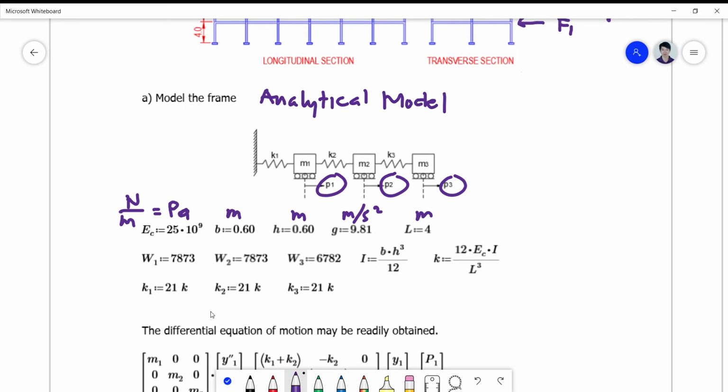So the weight of each floor is given in terms of W1, W2, and W3. Of course, the moment of inertia is given by this formula BH cube over 12, which will be used in the determination of your story stiffness K on the basis of a 12 EI over L cube formula. Okay.